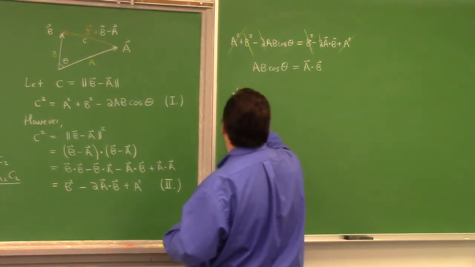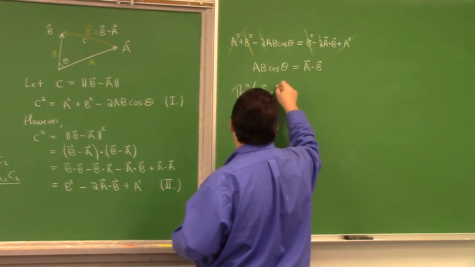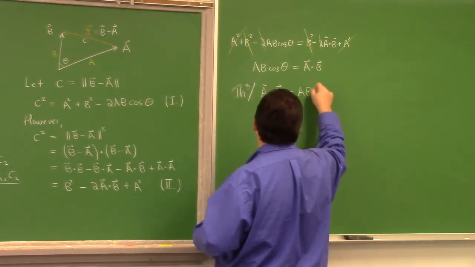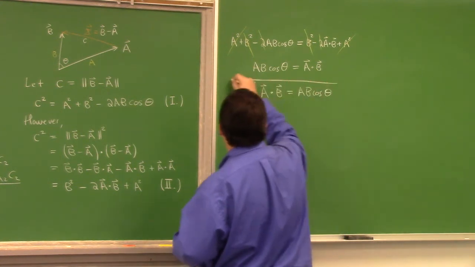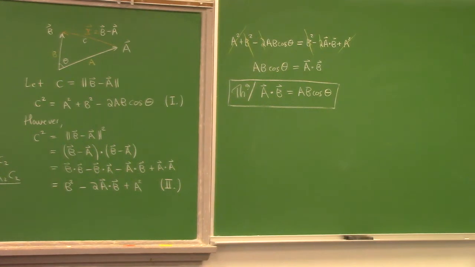So here's a theorem that we've just proved: A dot B is AB cosine theta. That is a powerful formula because hidden in that formula is the wisdom of the law of cosines. You could say that that formula is the law of cosines. That's not too much of a stretch.